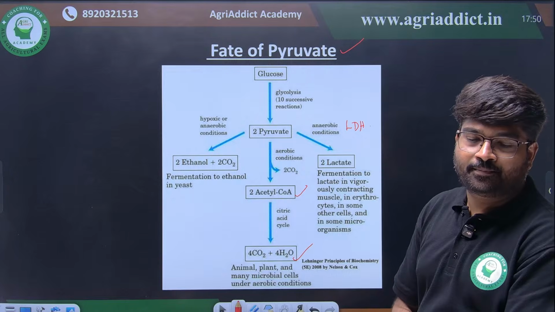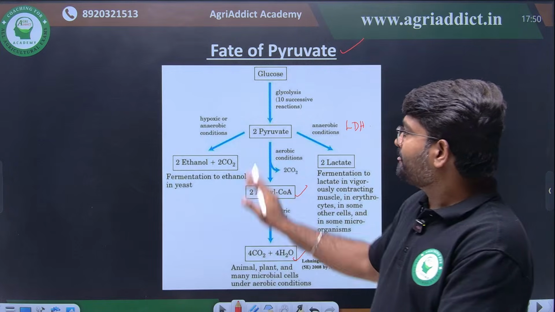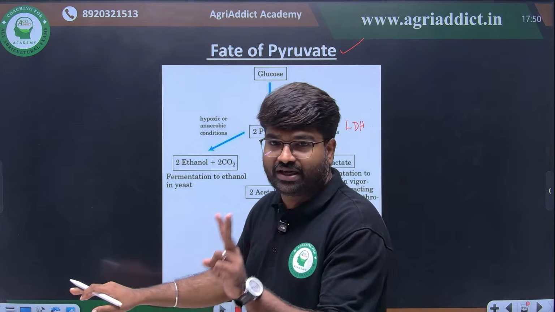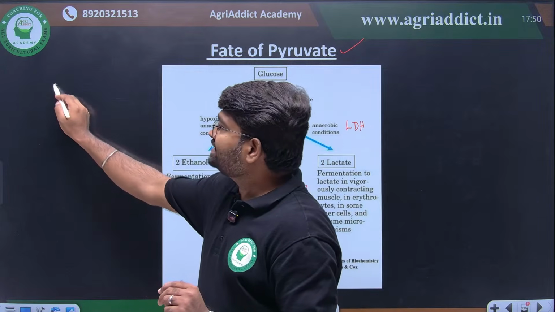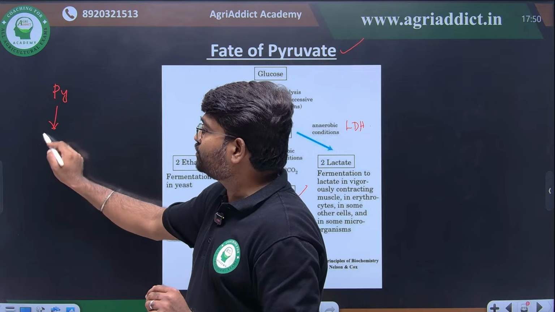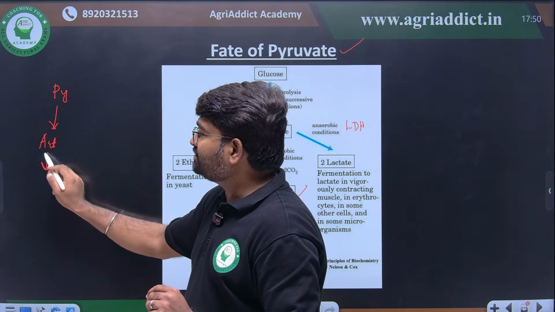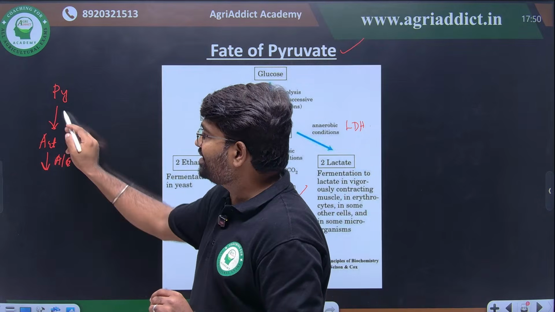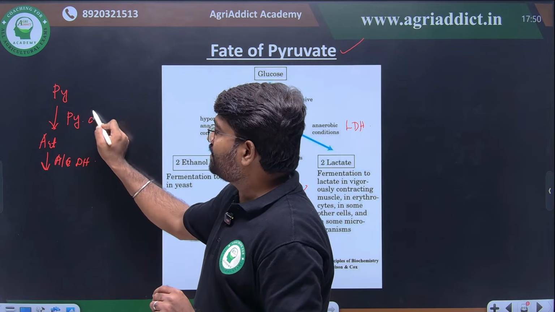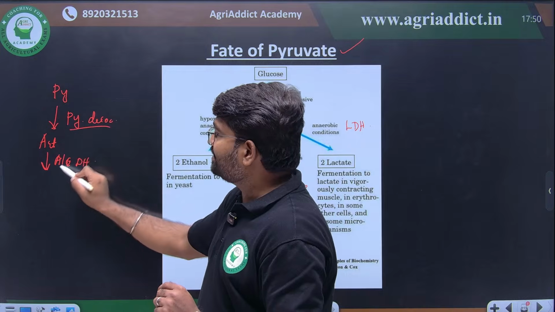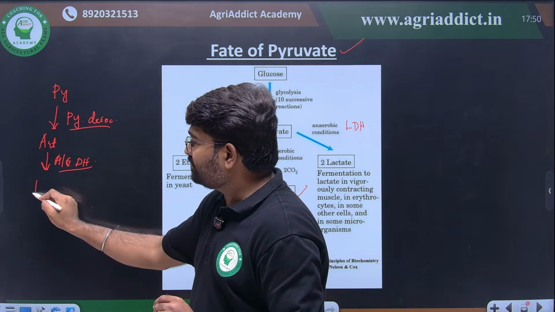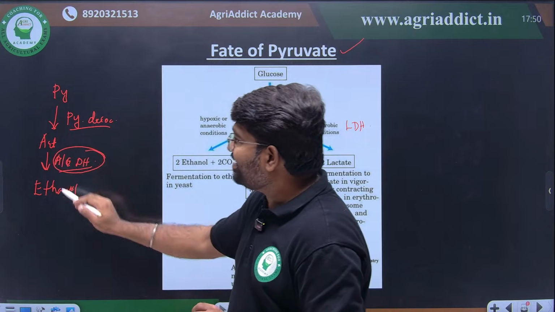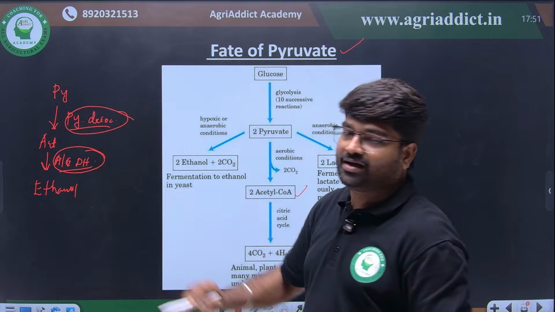Lactate dehydrogenase enzyme. Pyruvate is converted into ethanol by two different enzymes. First, pyruvate will be decarboxylated to form acetaldehyde. Here, the pyruvate decarboxylase enzyme will come. Then the alcohol dehydrogenase enzyme will come. These are the two enzymes that lead to the formation of ethanol. I hope this is clear. Alcohol dehydrogenase and pyruvate decarboxylase.